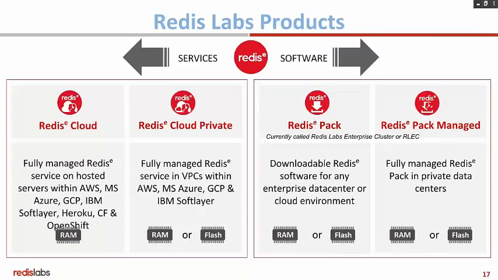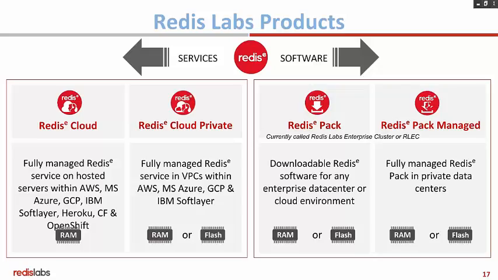Now, our products are available both on-premises. Our on-premises product used to be called Redis Labs Enterprise Cluster and will be called that for another couple of days. We're changing the name of that product to Redis Pack. And our cloud product is Redis Cloud. It is available in every cloud as well as in private clouds.